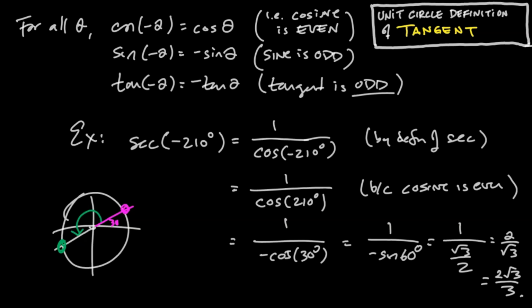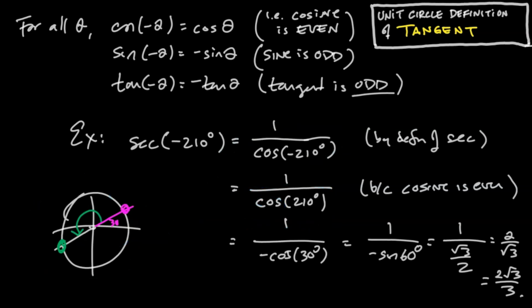And we are done. Notice how many little things we used, how many trigonometric facts we used here. We used the definition of secant. We used the fact that cosine is even. We used a cofunction identity. We used the fact that sine of 60 is root 3 over 2, which we understood from our 30, 60, 90 triangle as half of an equilateral triangle. We used the unit circle definition of cosine to get that cosine 210 in the first place. There's a lot going on.